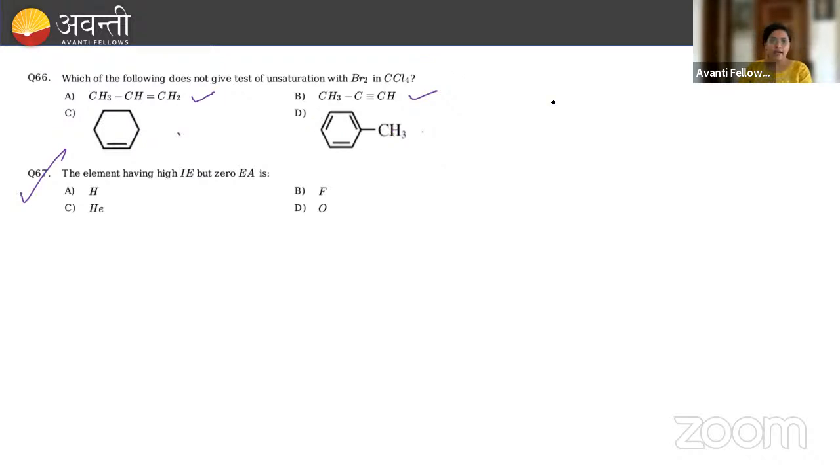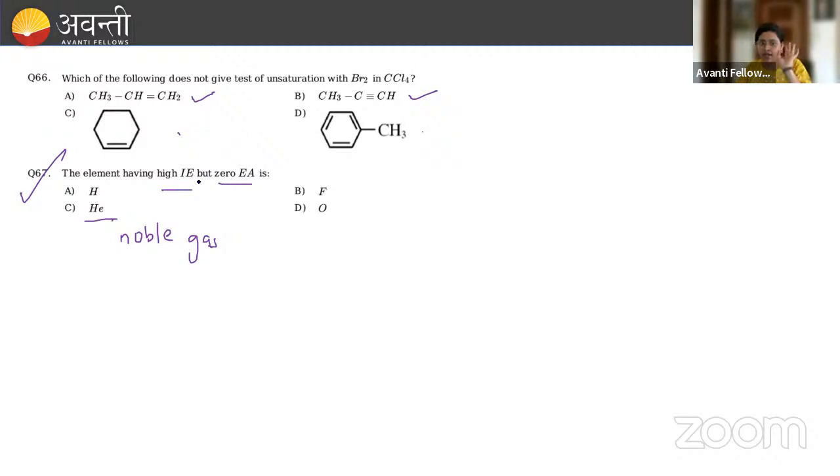Next, you know that high ionization energy but 0 electron affinity. Which have 0 electron affinity? Those which do not have the willingness to gain an electron. So noble gases do not have any will of gaining or donating electrons. That's why they have high ionization energy, but they have 0 electron affinity. Ionization energy means the energy required to remove the electron from them. So they do not participate in any kind of reaction.